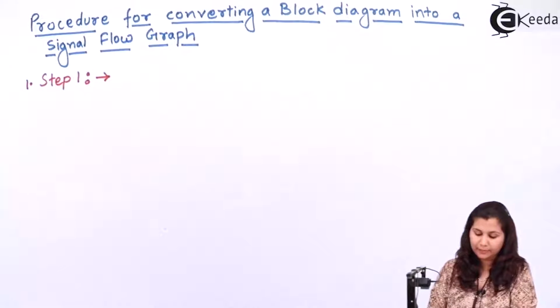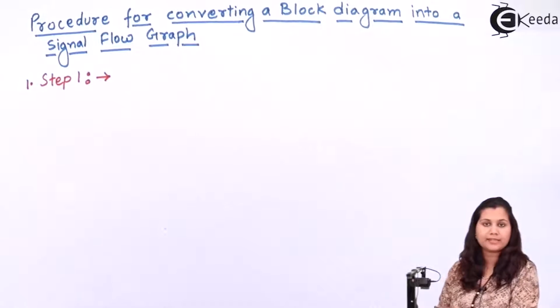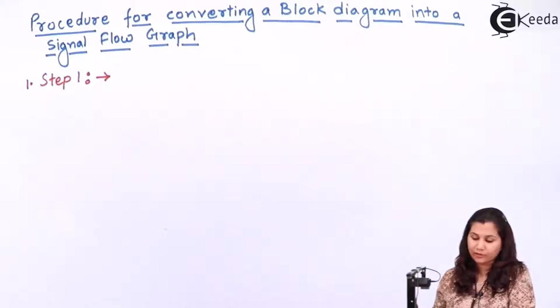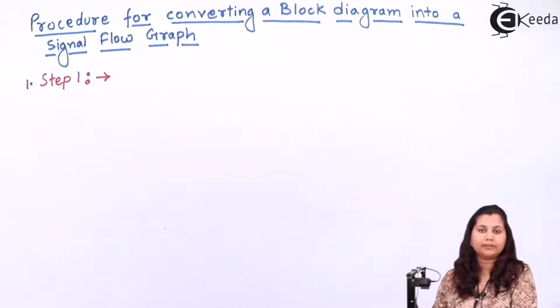Now, the first step for this conversion is to represent all the summing points, takeoff points, and the input and output of the block diagram by nodes.